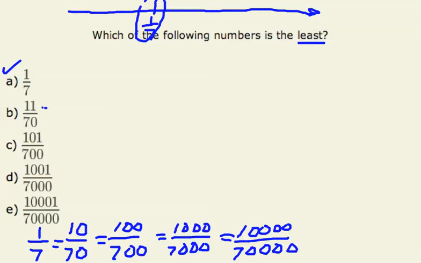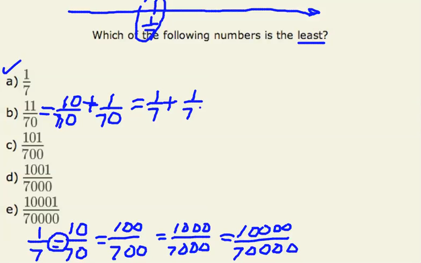But 11/70ths is the same as 10/70ths plus 1/70th. So I'm just going to use the properties of addition to break that fraction into two pieces, 10/70ths plus 1/70th. And the 10/70ths we already know is equal to 1/7. So this is the same as 1/7 plus 1/70th. So comparing A and B, A is 1/7, B is 1/7 plus 1/70th. So B is a little larger.